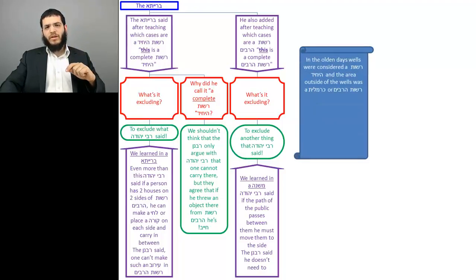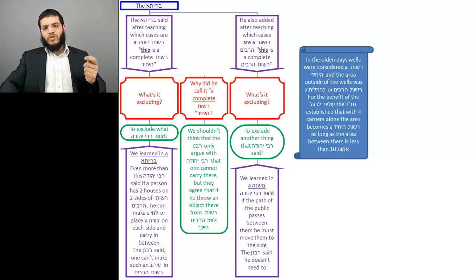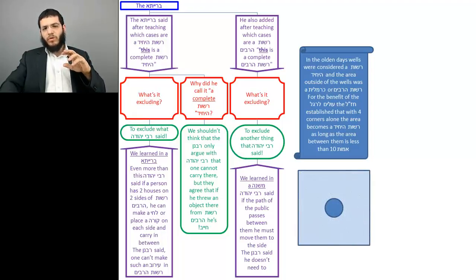So we have the scroll that explains in the olden days, wells were considered a Rishus HaYachid, and the area outside of the wells was a Carmelis or Rishus HaRabim. So for the benefit of the Olim L'Regel, the Chazal established that with 4 corners alone, 4 posts, the area becomes a Rishus HaYachid as long as the area between them is less than 10 amas. So basically this is what it looked like. The well was in the middle, so an area of 10 amas was created, and they would build a corner post on each corner, and then they could carry it within.